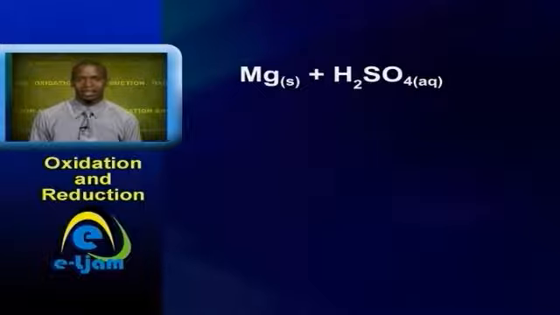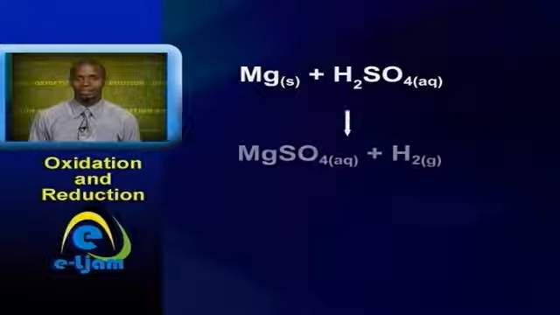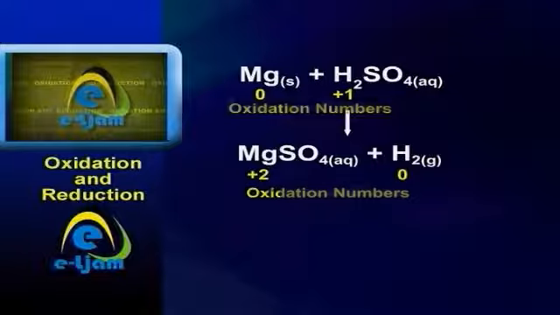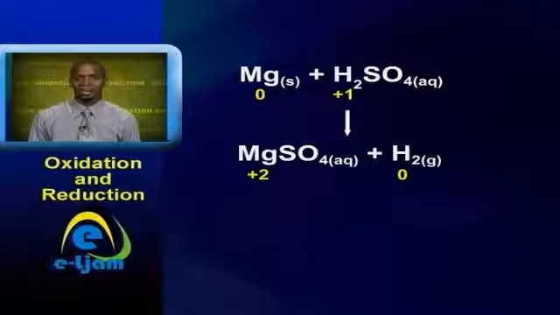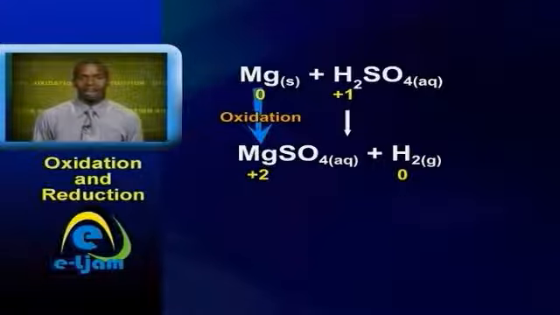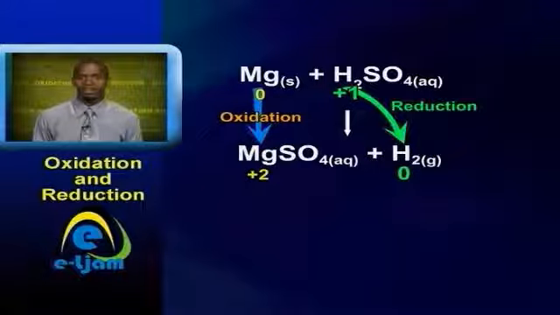Example 4. Magnesium plus sulfuric acid to give magnesium sulfate and hydrogen gas. The oxidation number of magnesium increased from 0 to +2, so magnesium was oxidized. The oxidation number of hydrogen in sulfuric acid decreased from +1 in H2SO4 to 0 in H2 hydrogen gas. Therefore, the sulfuric acid was reduced.